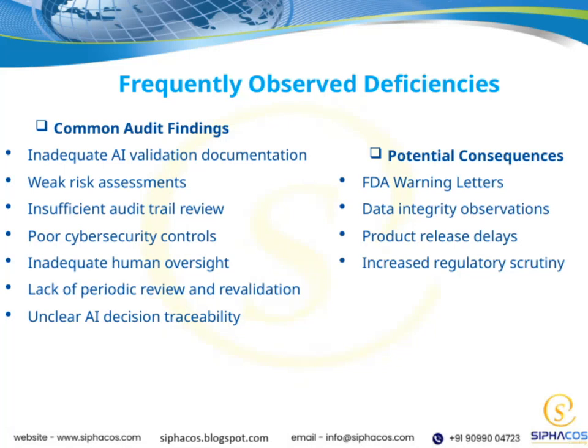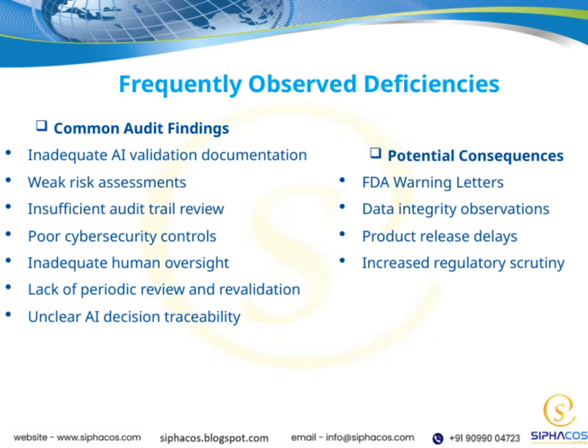Let's talk about some potential consequences of not maintaining proper standards. One major issue is receiving FDA warning letters, which can seriously impact a company's reputation and operations. Data integrity observations are also common, and these can lead to product release delays, as regulators want to ensure everything is accurate and reliable before products hit the market. Additionally, increased regulatory scrutiny often follows, meaning more inspections and oversight.